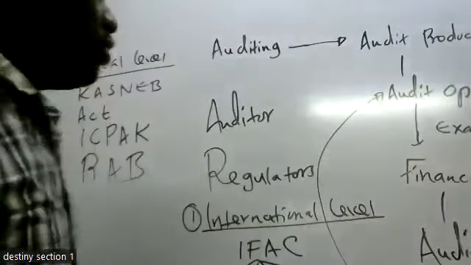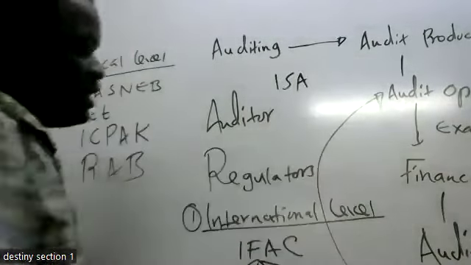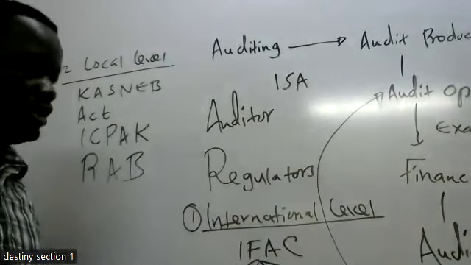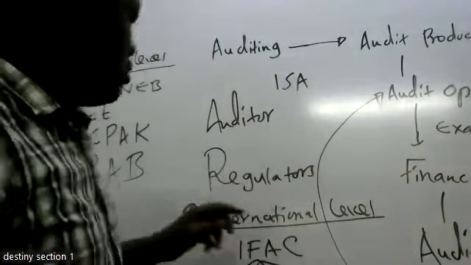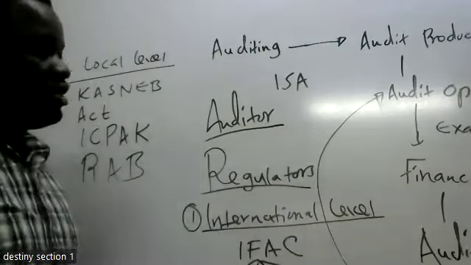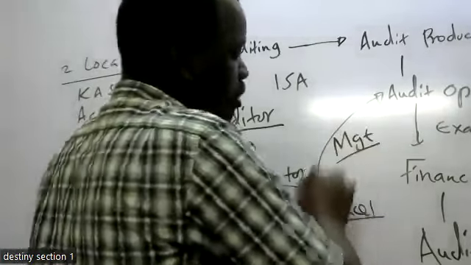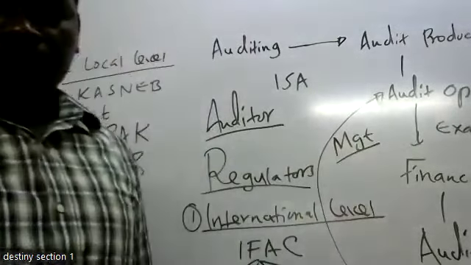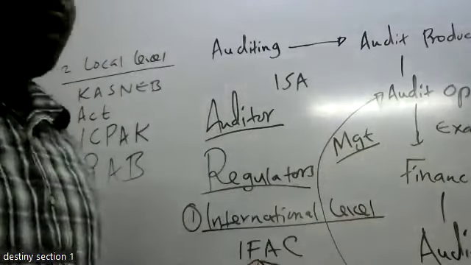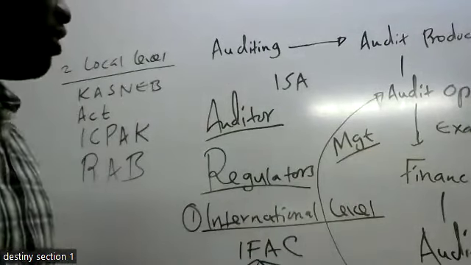So when we will be doing our discussion, we shall be focusing on what you call the auditing standards, which are issued by these particular bodies here. On the other hand, you have mentioned the auditor, which is a professional accountant. You have mentioned the regulators. You also have a very important person above it, or the directors or the management, whose work is to prepare the financial statements. So the financial statements are prepared by the directors or the management, and the financial statements need to reflect a true and fair view.